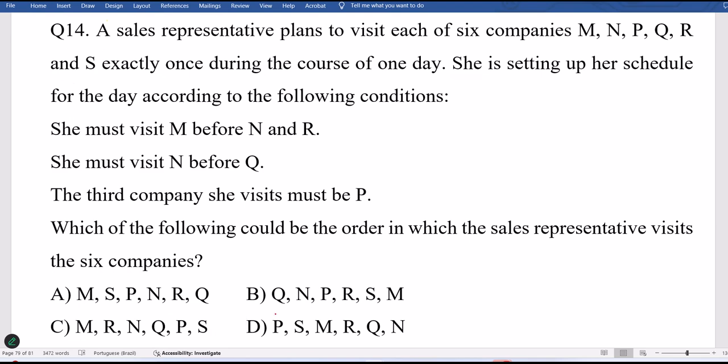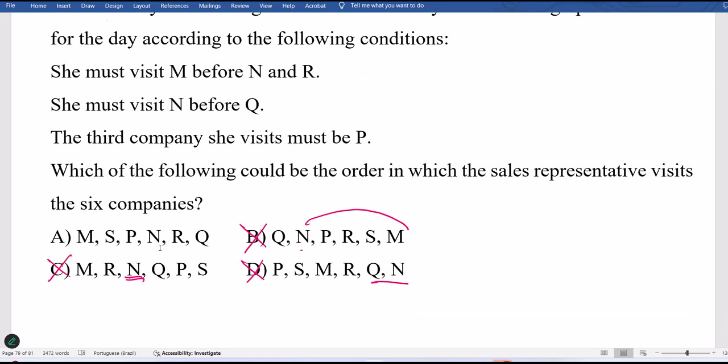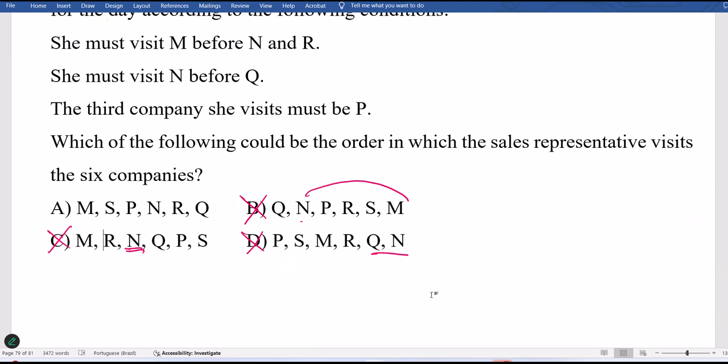They given M must be before N and R. M is before N and R. This is eliminated. She must visit N before Q. N is before Q. Not satisfied. Here M and N not satisfied. Next, third must be P. Third is N here. Not satisfied. Third one must be N. So not satisfied.